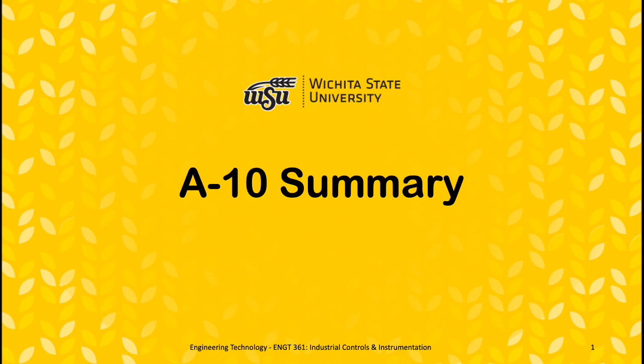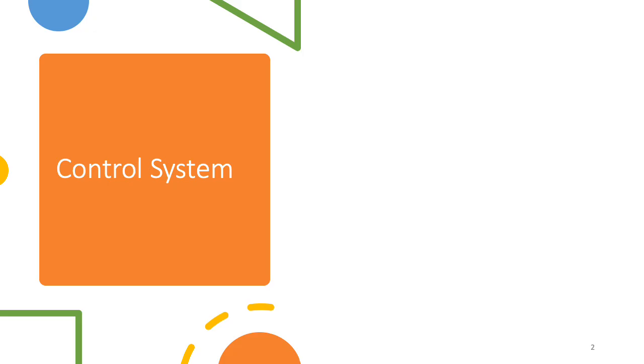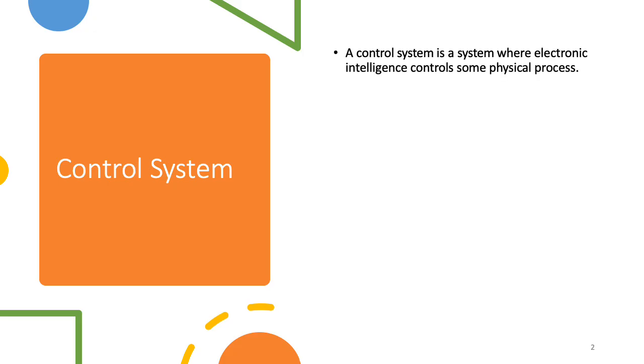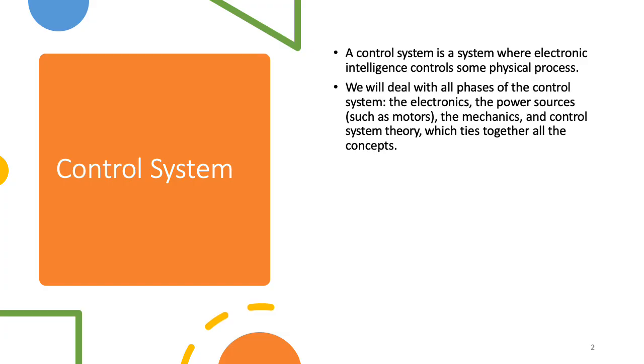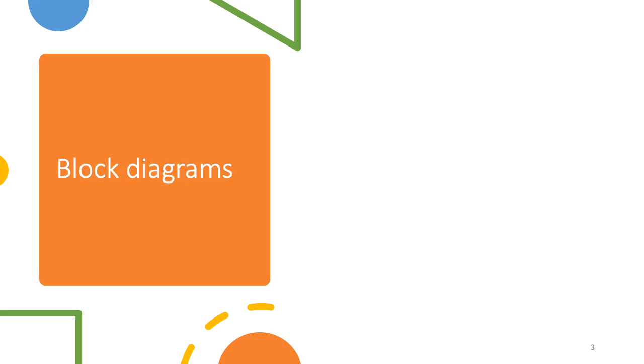By way of a recap, we will now review a summary of what we have learned. A control system is a system where electronic intelligence controls some physical process. We will deal with all phases of the control system: the electronics, the power sources such as motors, the mechanics, and control system theory, which ties together all concepts.